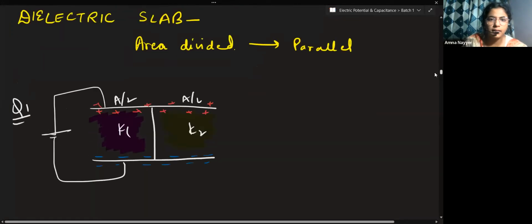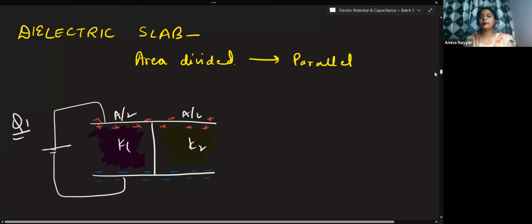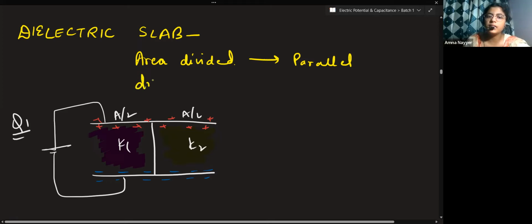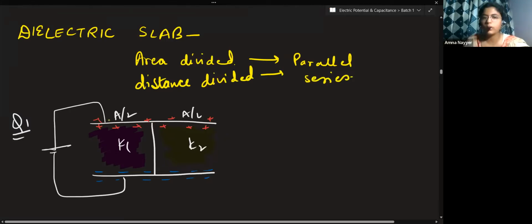This case can come. See, if a dielectric slab, you can get dielectric slabs combination. Remember, whenever you see area getting divided, it is parallel combination. And if the distance is divided, it is series. Now I'll explain what is meant by this. This is the last case.